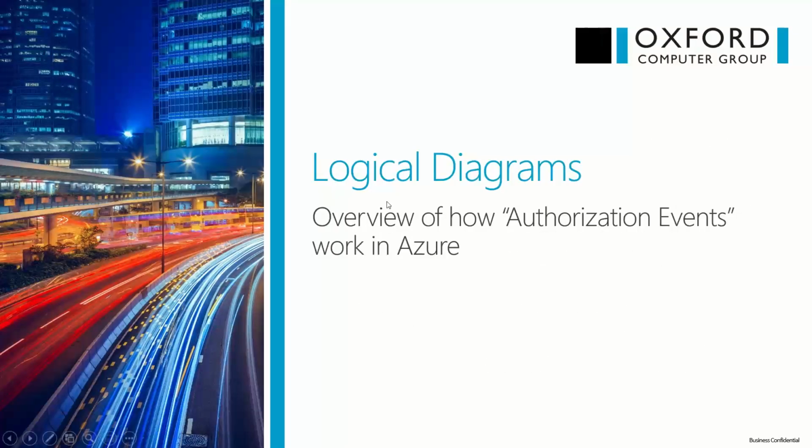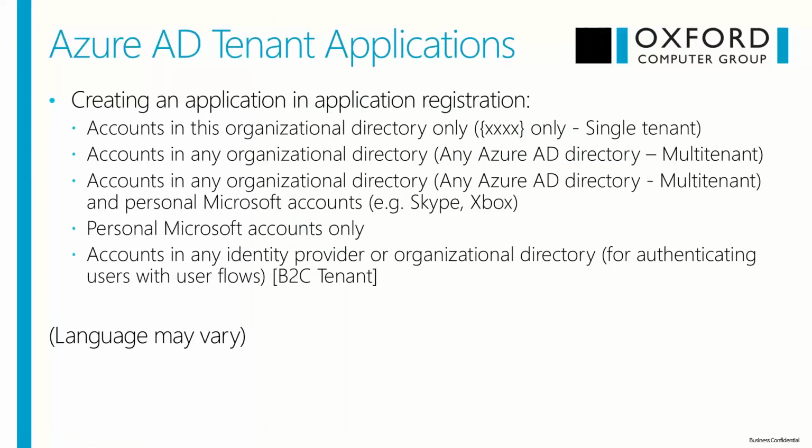So I'm going to go over some logical diagrams to show in a little bit more detail how some of these things work within Azure. First of all, I've talked about the authorization server, and that's a key to where these authorization events happen. Well, there are a lot of them in Azure. And when you go to the application registration within Azure and try to create an application, you have a lot of choices. Well, these choices actually are different authorization servers that you'll be using when you do this.